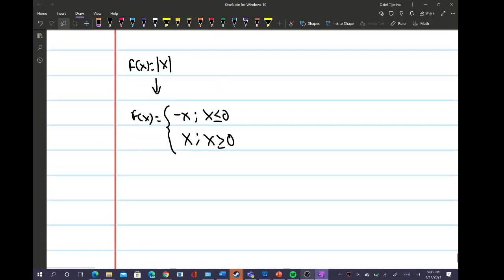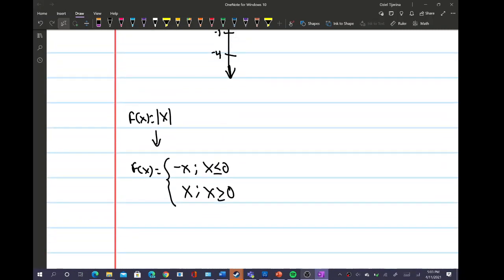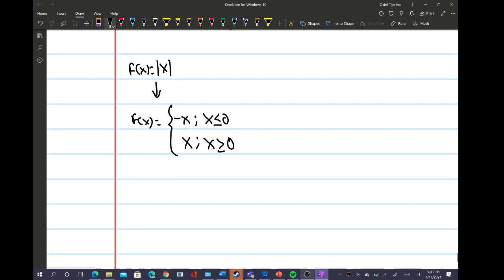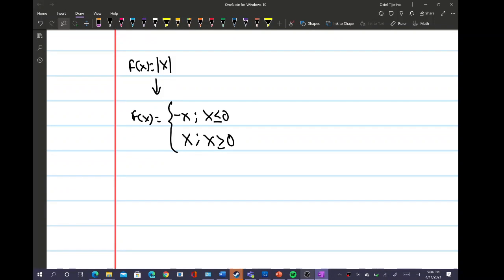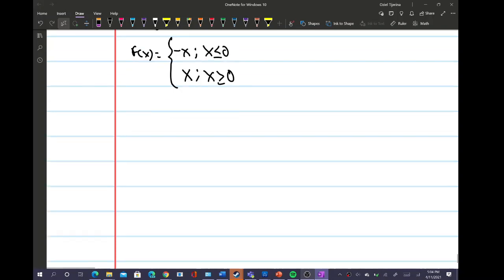But that's just the definition. That's how they would say it's really a piecewise function. They want you to know that, and they want to make sure you understand that it's really just a piecewise function. But like I said, when you graph absolute value functions, you don't have to change it to piecewise and then graph it, because that would take too long.